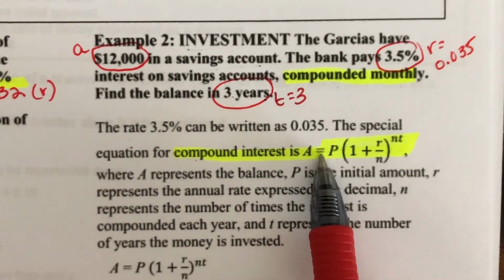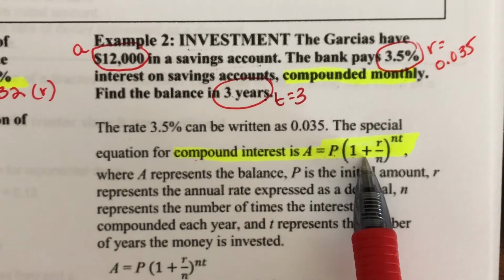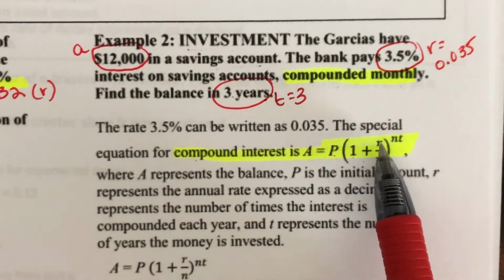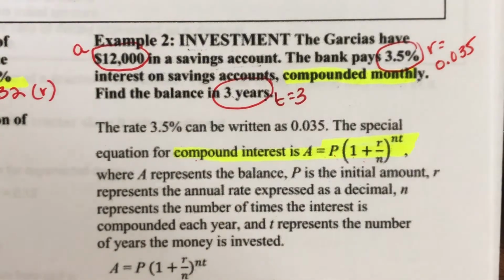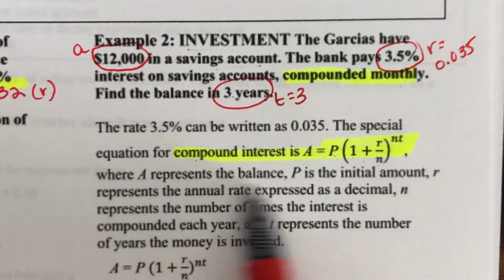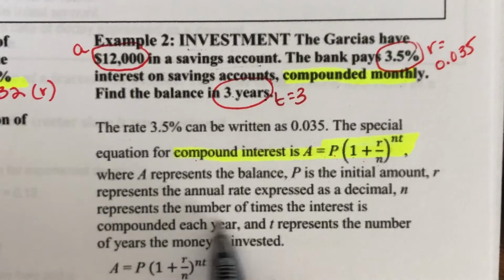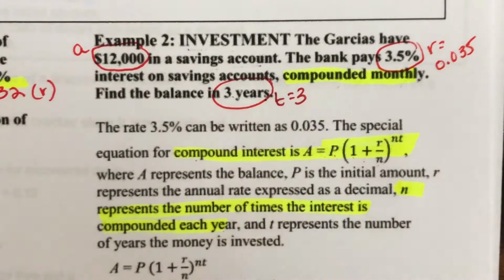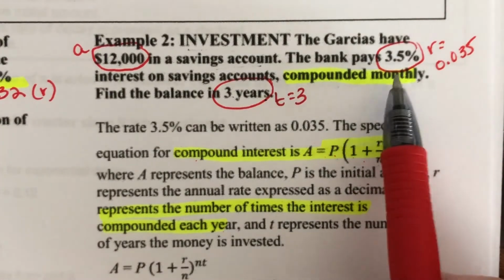So total amount equals the amount you start with times 1 plus, so far everything's the same as when we did the exponential growth. Instead of just r, your annual rate, we're going to divide r by n. What is n? Where does it tell us? n represents the number of times the interest is compounded each year, just meaning how many times it increases each year. It doesn't just increase one time. It increases, it told us monthly.